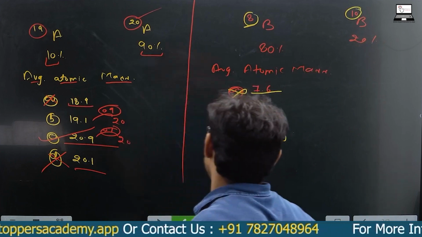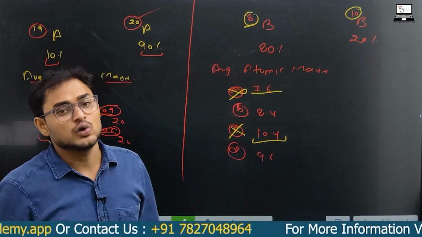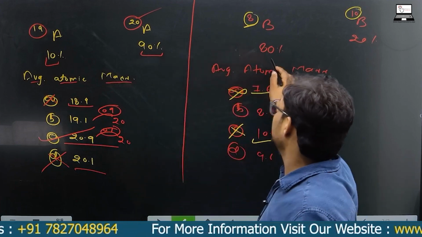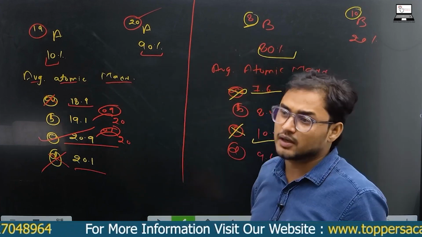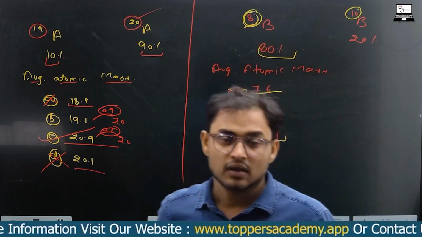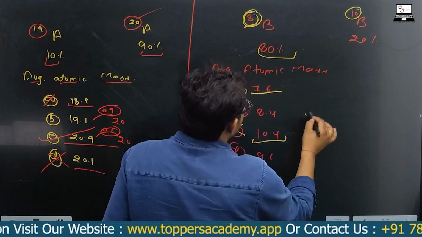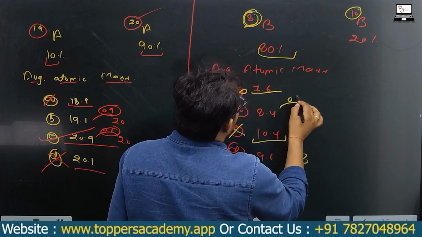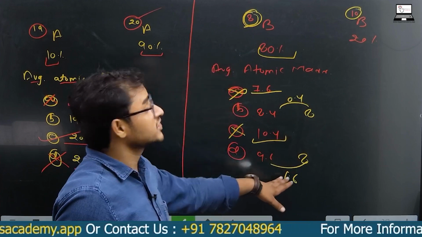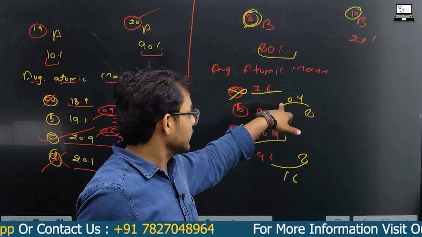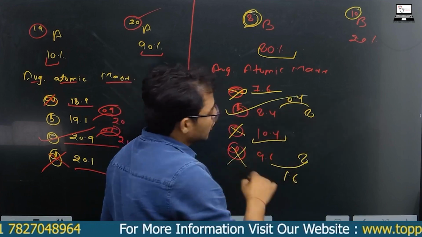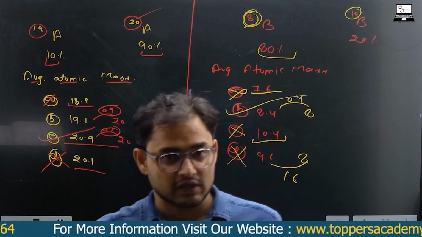Now listen, my dear friends, the answer will be close to the atomic mass of that isotope which has higher abundance. It has 80% abundance, so the average atomic mass will be close to 8. So it is 8.4. The other option has a difference of 1.6, while this has a difference of 0.4 only. So it is very close. So that means B option is the right option. Is it clear? I hope so.